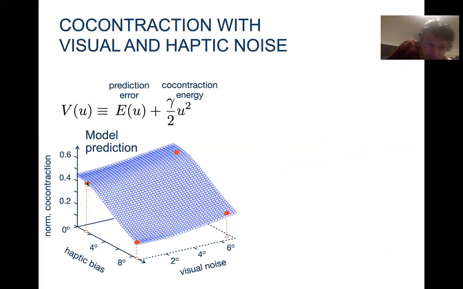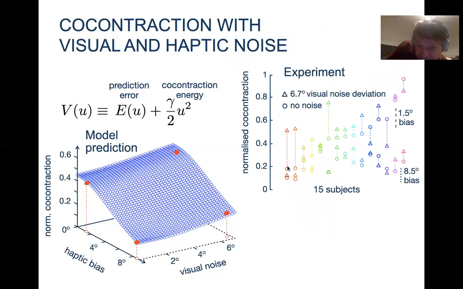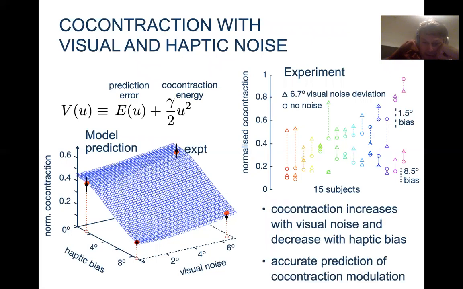We want to test this prediction of the model by making an experiment with combined visual noise and haptic bias. And what is happening? We see the 15 subjects. We see that effectively, most of the subjects increase co-contraction with visual noise and decrease co-contraction with the bias, right? That's what happens. In addition, we see that the average value comes very close to the prediction from the model.